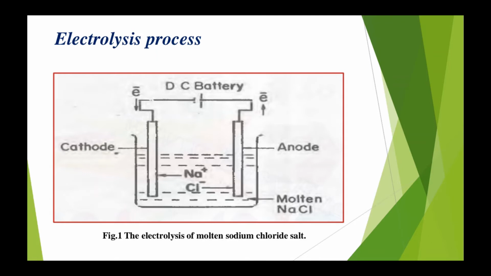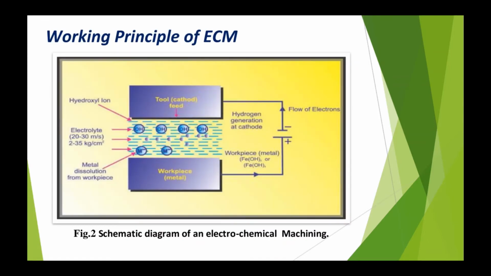Now let us move to the working principle of electrochemical machining. Again, I have taken a schematic diagram of electrochemical machining for reference. Here in electrochemical machining, a small DC potential, that is 5 to 25 volts, is applied across the two electrodes. That is, one is the cathode and the second is the anode. The anode acts as the workpiece and the cathode acts as the tool, and both are immersed in the electrolyte.